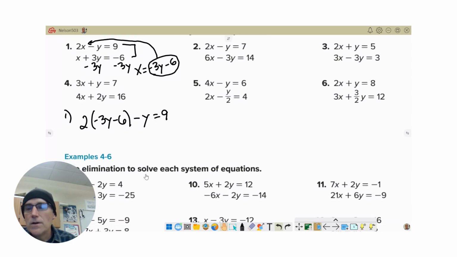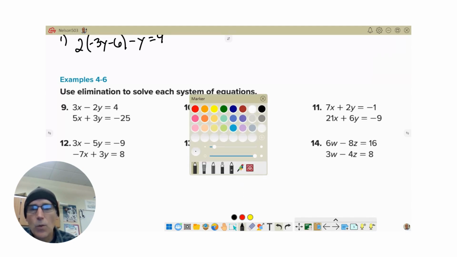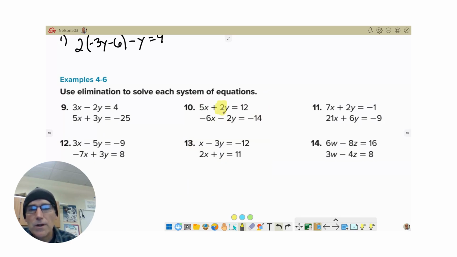Down here, you can see none of these are solved for a particular variable, and they're maybe set up better for the elimination technique. Let's take 10, for example, okay? So why is 10 perfectly set up for the elimination technique? Well, look at the y variables right here. See how that's a positive 2y and this one's a negative 2y? Well, they're the same coefficients, but just opposite in sign.